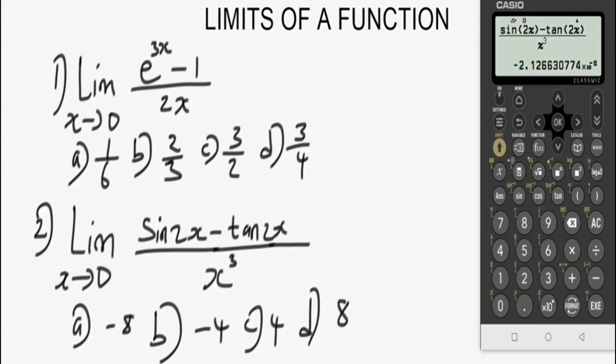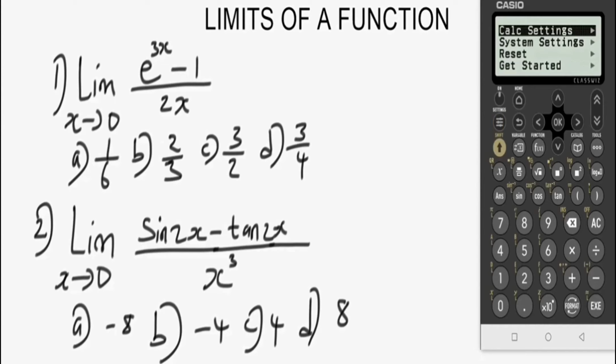So let's press execute again. I see this value will change to a value in radian. So it has changed. You have minus 4.00, which is equivalent to minus 4. So the right option on this question is minus 4, or negative 4. That's option B.